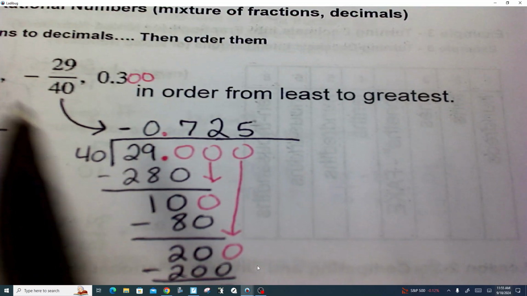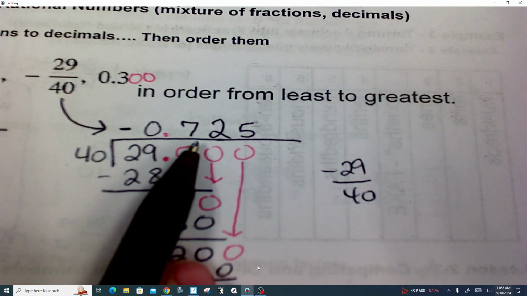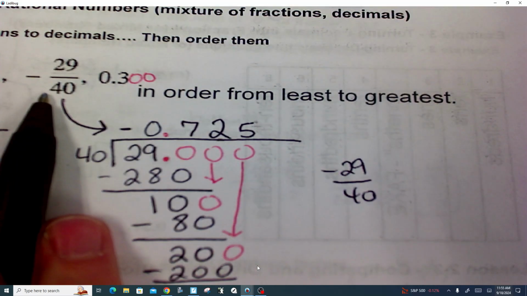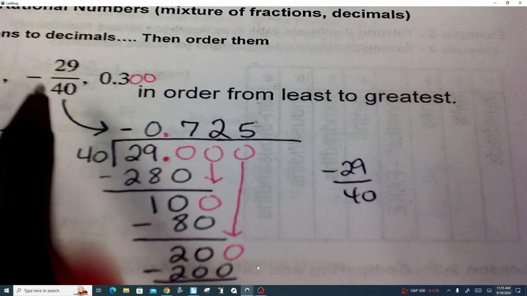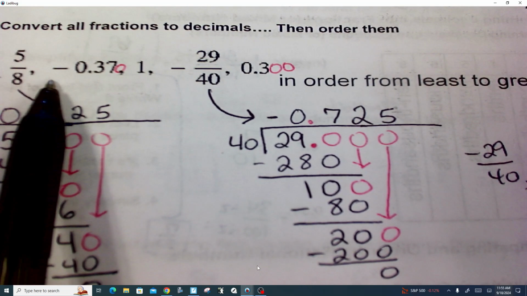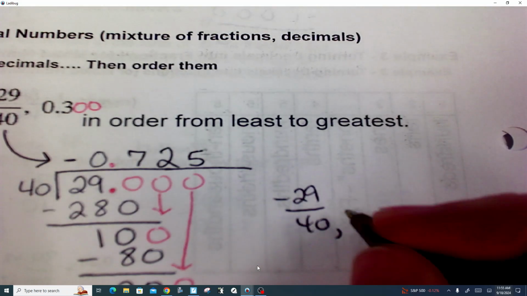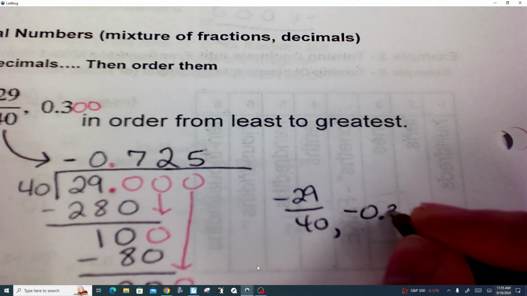So can you write negative 29 40ths down instead of the decimal that you created? Because it's supposed to represent this. It's an equivalent number. And now I'll put a comma there. The next one would have to be the negative 0.37 or 37 hundredths. Right? Because those are my 2 negatives.